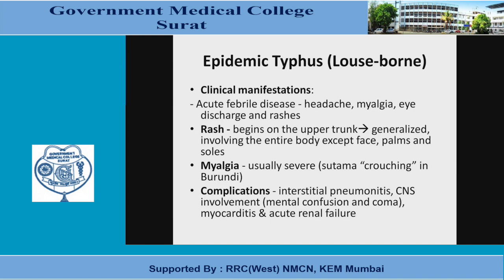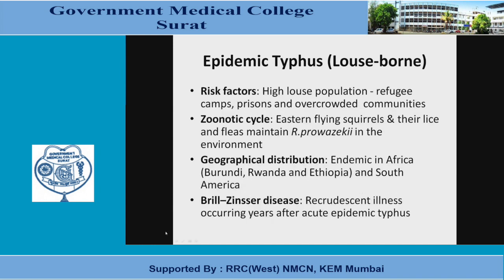Epidemic typhus is louse-borne. It is an acute febrile disease causing headache, myalgia, eye discharge and rashes. The rash begins on the upper trunk and generalizes to involve the entire body except the face, palms and soles. Myalgia is usually severe. Complications are interstitial pneumonitis, CNS involvement, myocarditis and acute renal failure. Epidemic typhus is more severe compared to endemic typhus. A high louse population is the main risk factor, as in refugee camps, prisons and overcrowded communities.